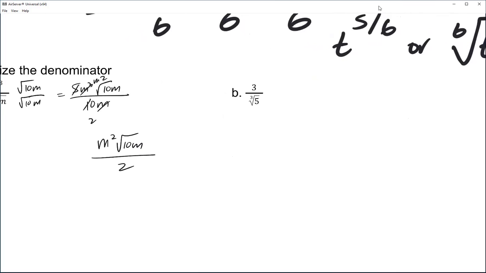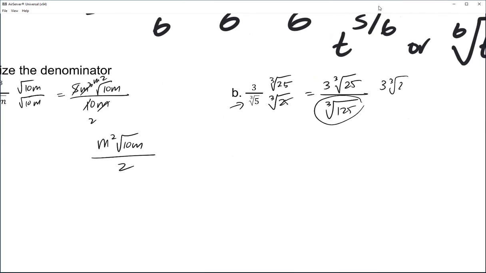Here, remember, it's a cube root. So to rationalize, you have to multiply by its square. So it would be the cube root of 25. Because again, we're trying to get rid of the radical. So this is going to be 3 cube root radical 25 all over the cube root of 125. And we get rid of the cube root because it's a perfect cube, so it'll be 3 cube root 25 all over 5. And that's all you could do.